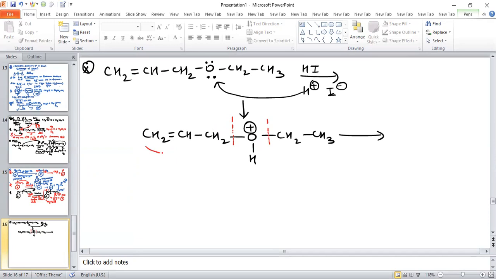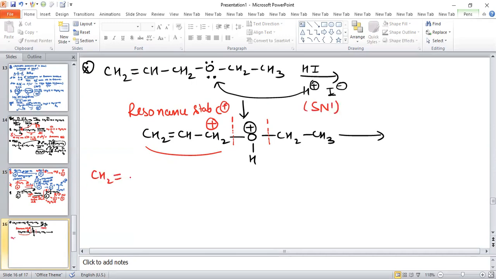But if this bond breaks from this side, the positive charge will be generated on this carbon, and this is a resonance stabilized carbocation. So whenever there is a resonance stabilized carbocation, the mechanism will definitely be SN1.